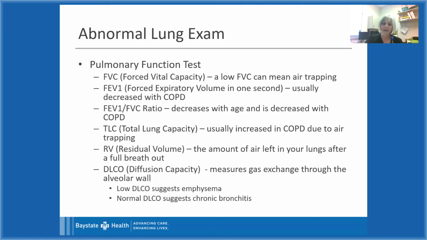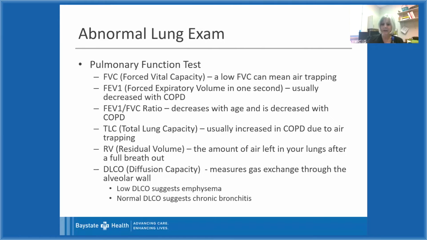And then we look at the ratio of that FEV1 and that FVC. This ratio decreases with age. So just plain old aging will lower this measurement, but it's also decreased with COPD. And then we look at total lung capacity. Total lung capacity is how much air your lungs can hold at any given time. If you have air trapping, this number is going to be higher than it would in someone without COPD. And then we have residual volume.